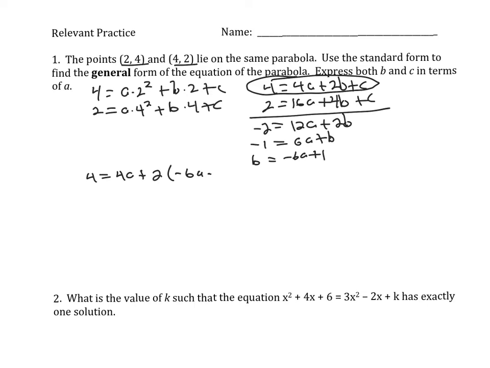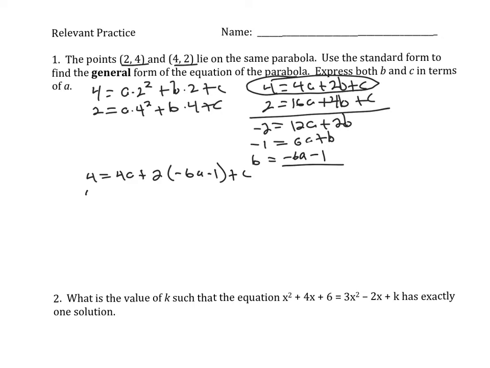There should be a minus 1 here. So here we have negative 1 equals 6a plus b, so b equals negative 6a minus 1, so this is minus 1 here, and then that's plus c. So we've replaced b with negative 6a minus 1.